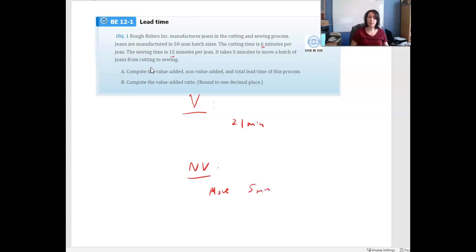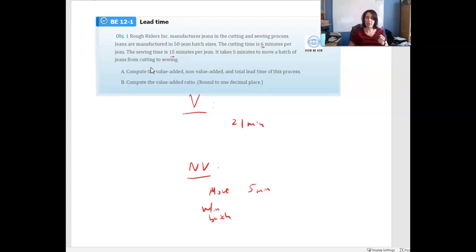All right, now the other one, the within batch wait time. If you remember the formula I showed you in the last one, the idea is if there's a 50 jean batch size, that means while you're working on one pair of jeans for 21 minutes, all the other 49 pairs are sitting around doing nothing. All right, that's that within batch wait time.